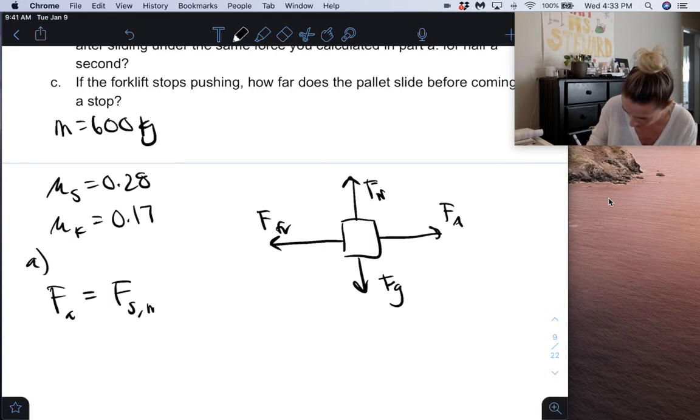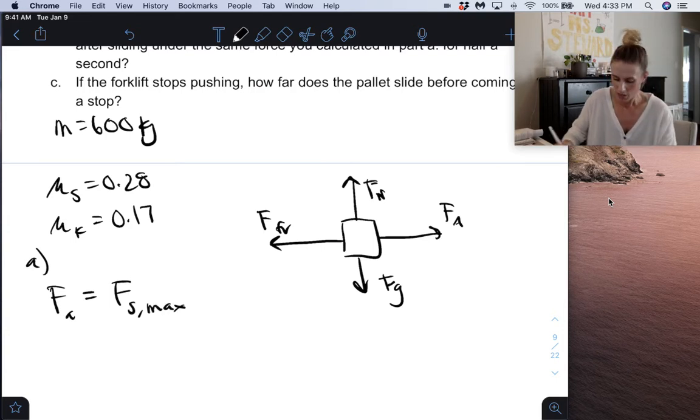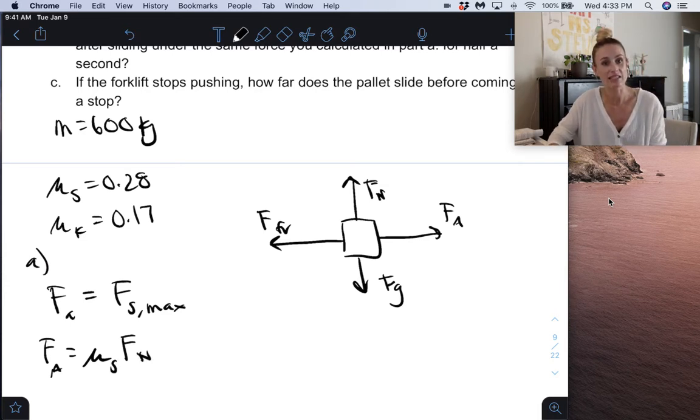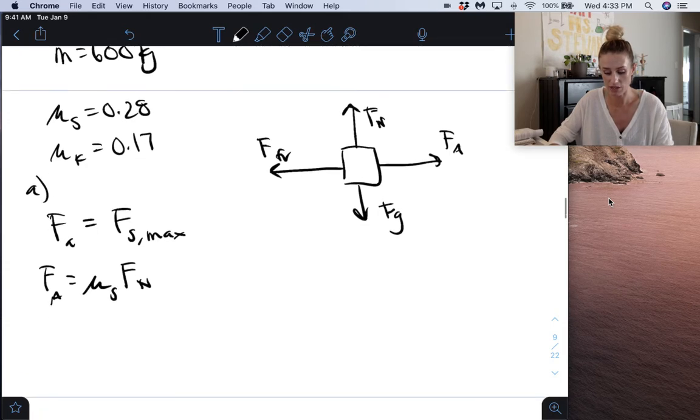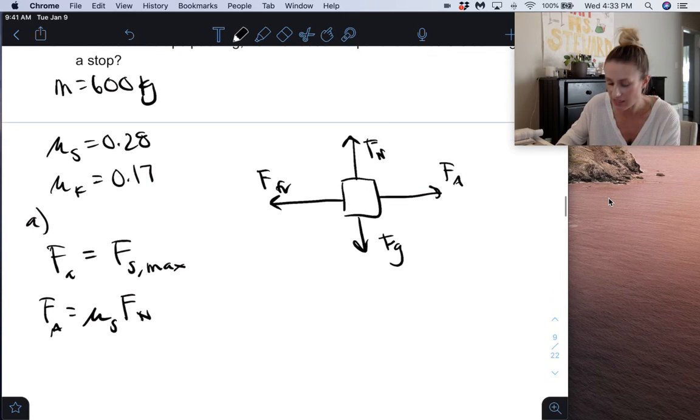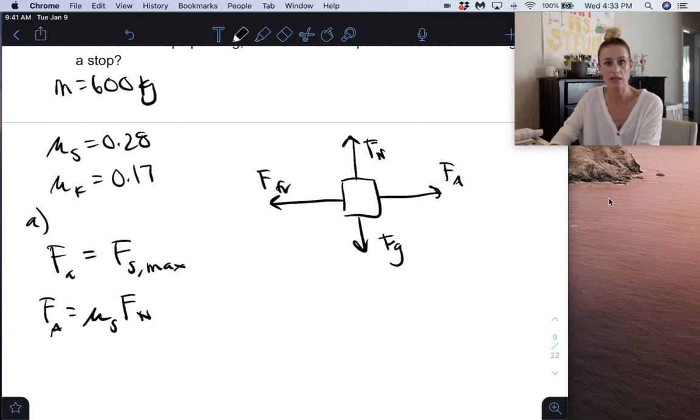So the applied force will be equal to the force of static friction maximum. We know that the force of friction is equal to mu times the normal force. This is mu static, and again, this is the maximum force of static friction. Our mu static was 0.28. And in the free body diagram, we can see that the normal force is equal to the force of gravity, because those are the only two forces acting in the vertical y direction, and we're not accelerating in the vertical y direction. So my forces are balanced in the y direction.